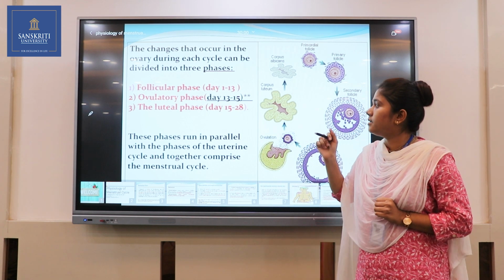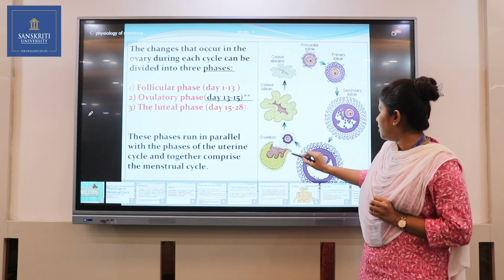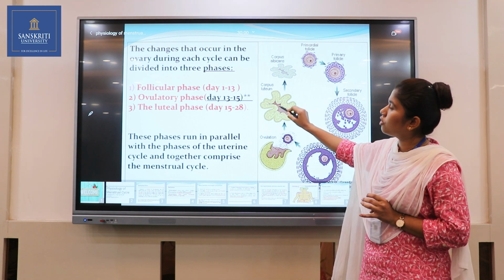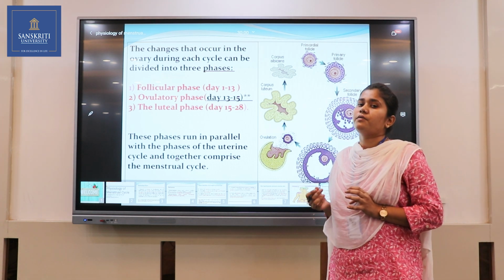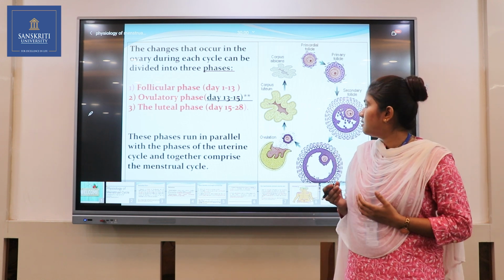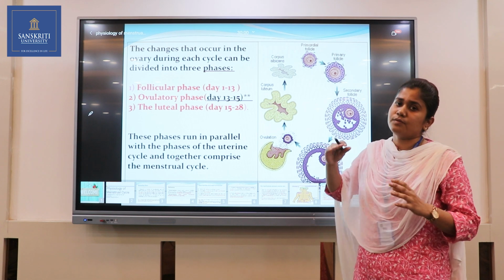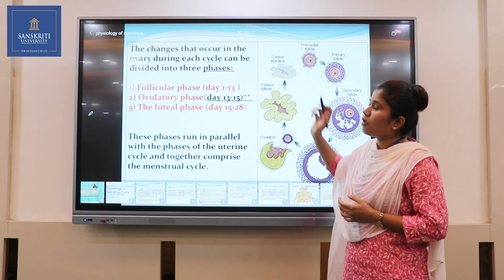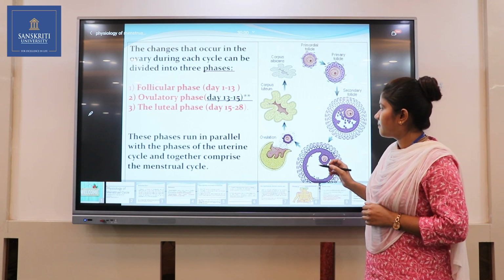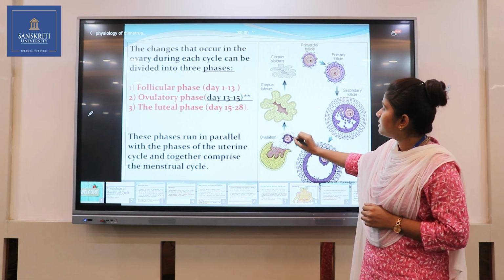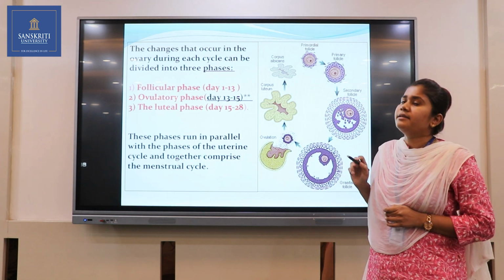Then the third one is the luteal phase. After ovulation, the outer covering of the Graafian follicle becomes the corpus luteum. The function of the corpus luteum is to secrete estrogen and progesterone, which maintain the early pregnancy. If conception does not occur, it becomes corpus albicans, and after that it degenerates. Then this is the ovulation phase, that is day 14. Then the luteal phase is 15 to 28 days.